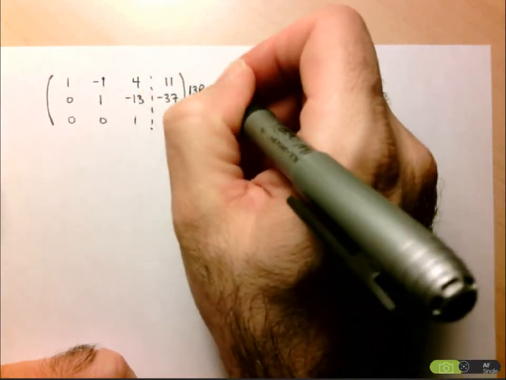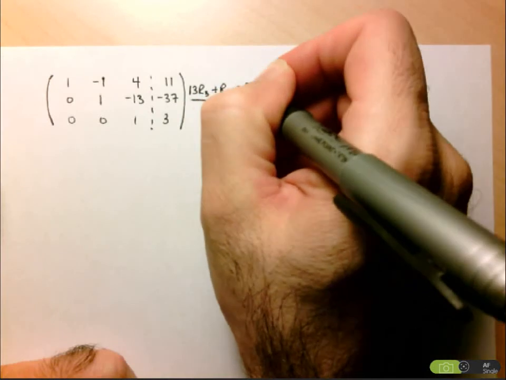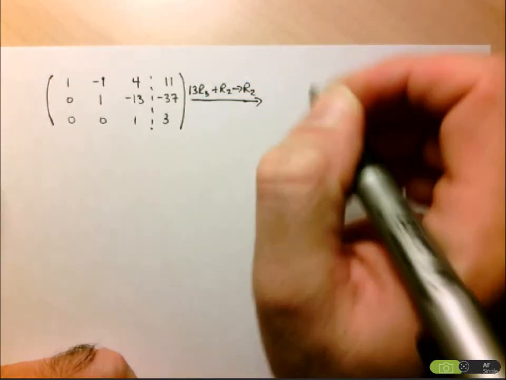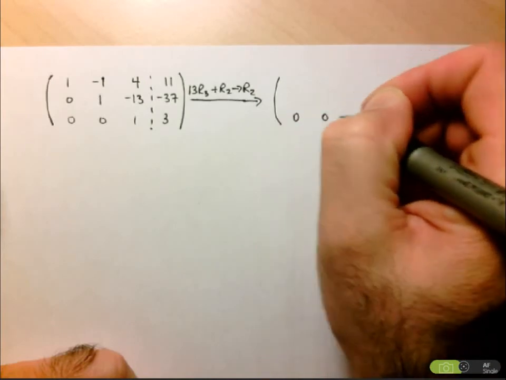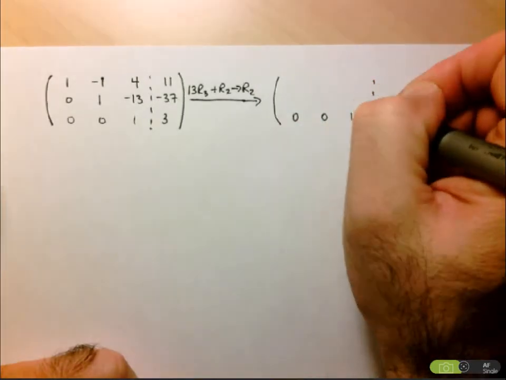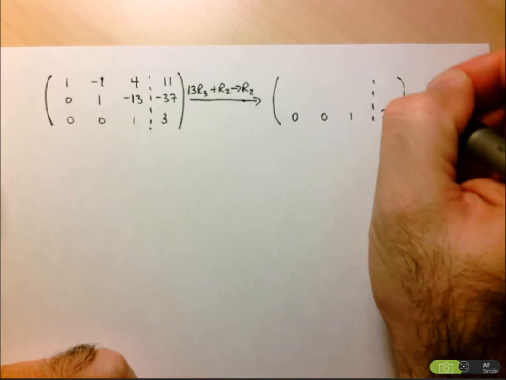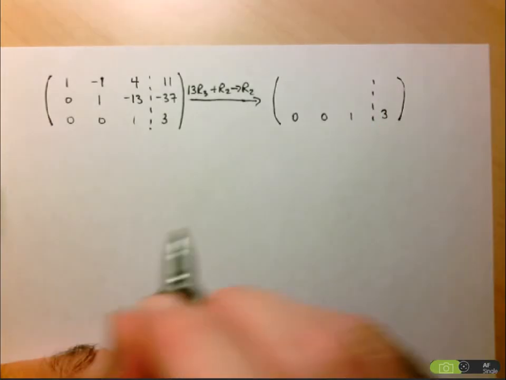I'm going to add that to row 2, and then I'm going to replace row 2 with that. Okay, so let's see what happens. So here, 0, 0, 1, 3. Okay, that's not going to change.